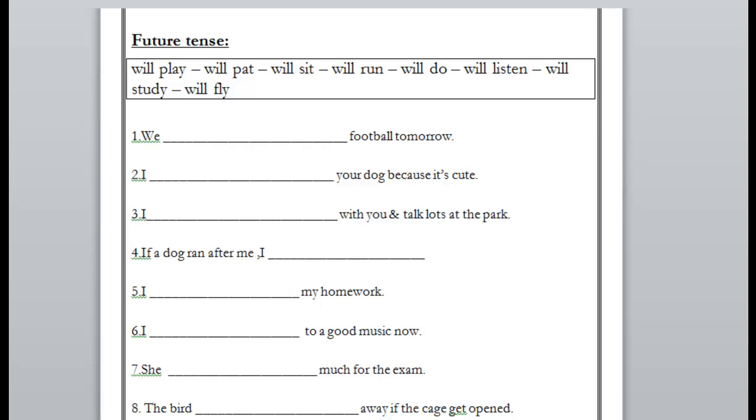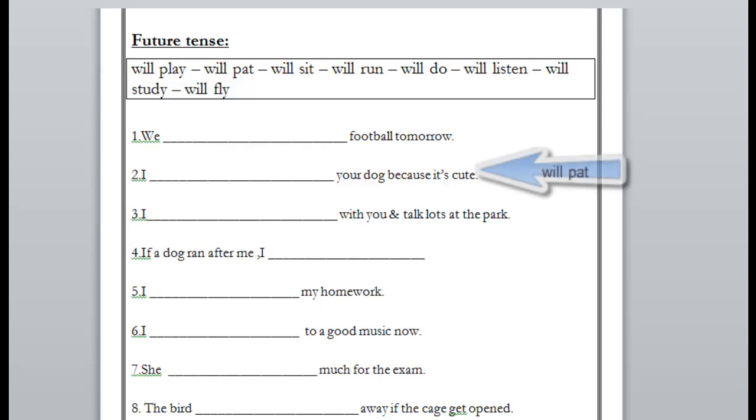Okay, so number 1, we what? Football tomorrow. Oh yeah, we will play football tomorrow. Okay, so what about number 2? I want your dog because it's cute. Oh, okay. I will pat your dog because it's cute.